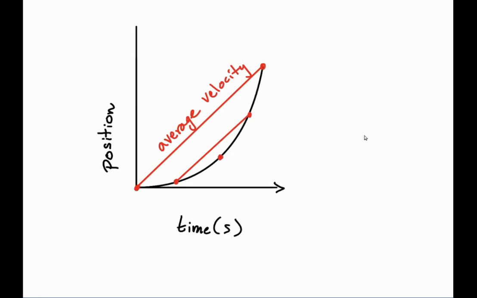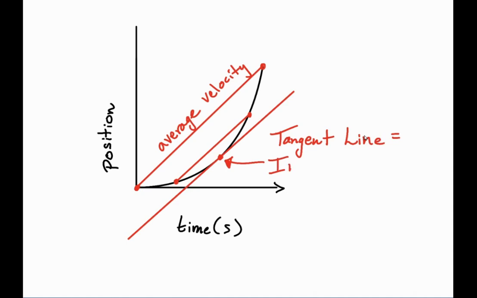Then you found another point here, and you found the tangent line at that point. And right there, that was also the same slope. Now, at that moment in time, that was the instantaneous velocity. So you found the tangent line. And the tangent line represents instantaneous velocity. Now, what instantaneous velocity is: how fast are you going at that exact moment in time?